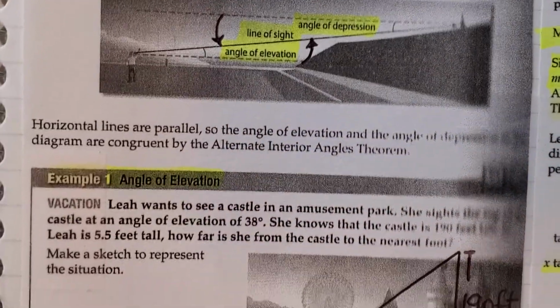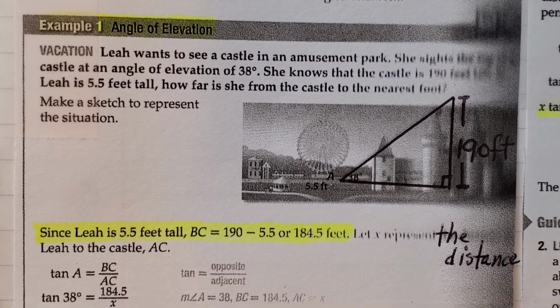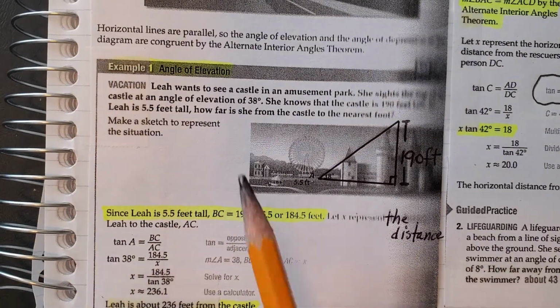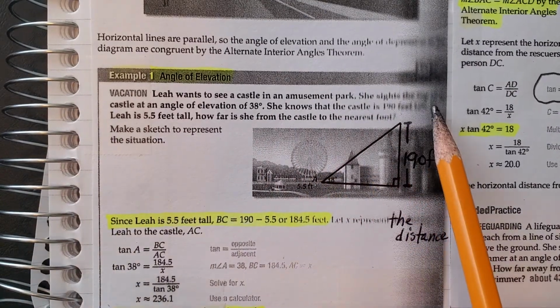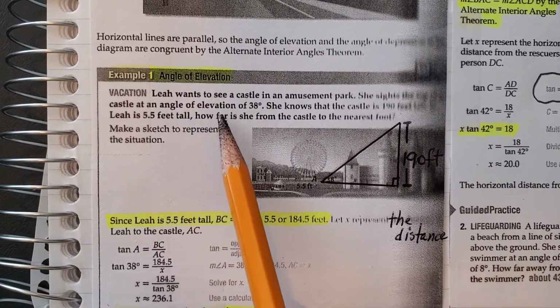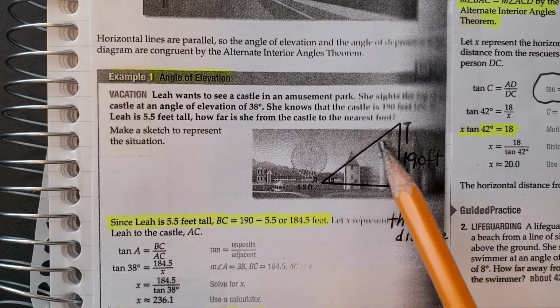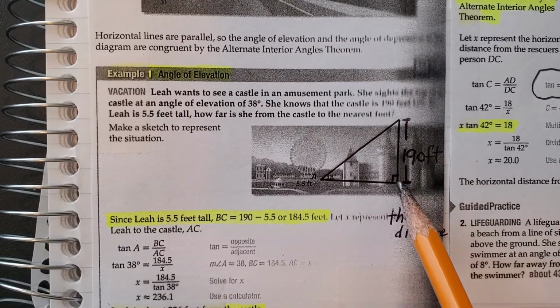So let me move that so you can see it sideways a little bit better. Now we're going to do Example 1. Example 1 says, Leah wants to see the castle and amusement park. She sights the castle at an elevation of 38 degrees. So here's your 38 degrees. Here's the line of sight. She knows that this castle is 190 feet tall.